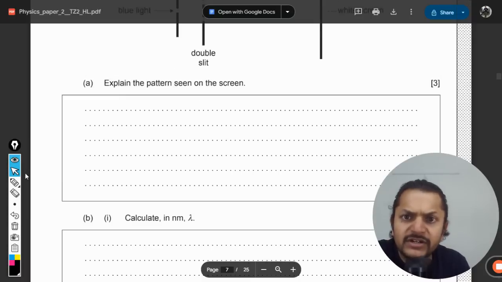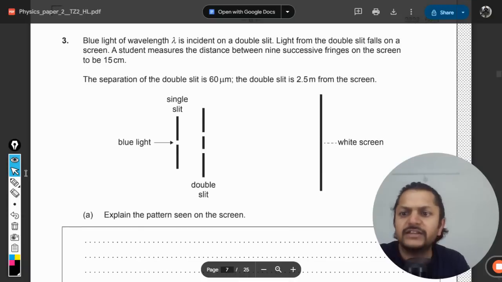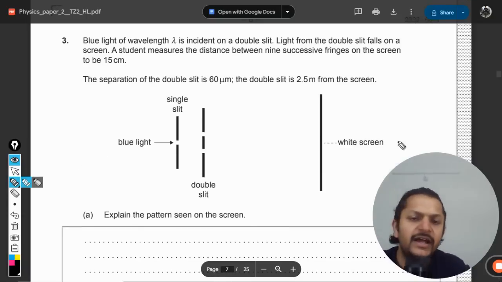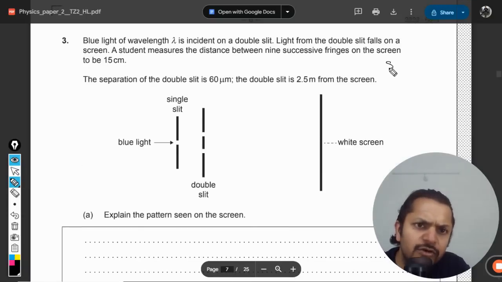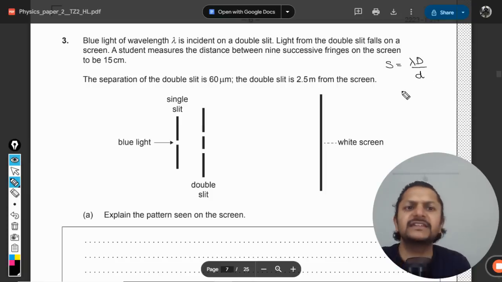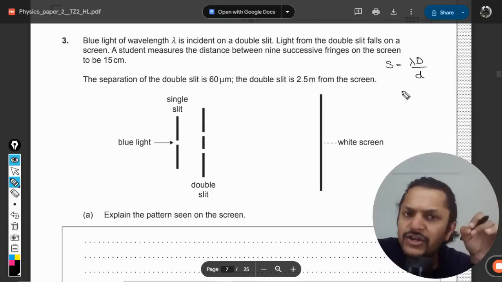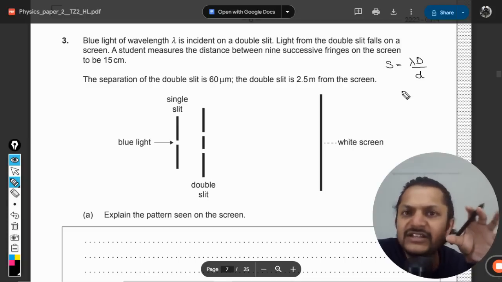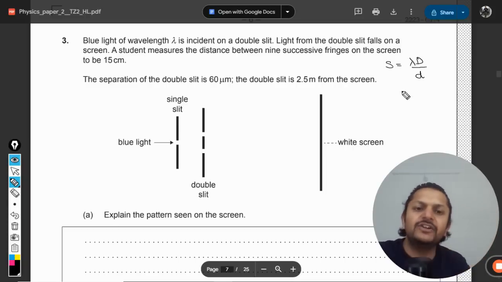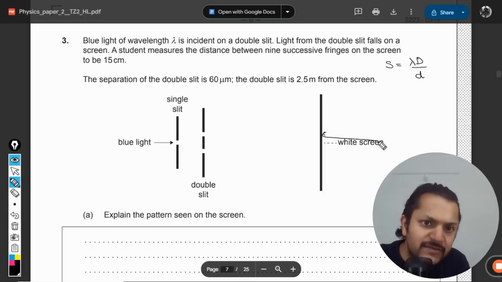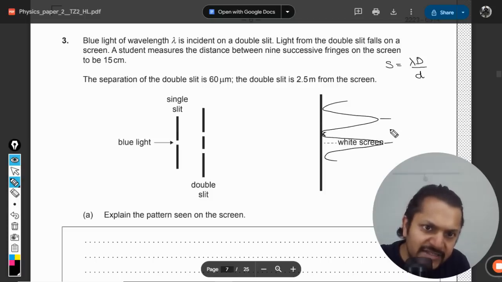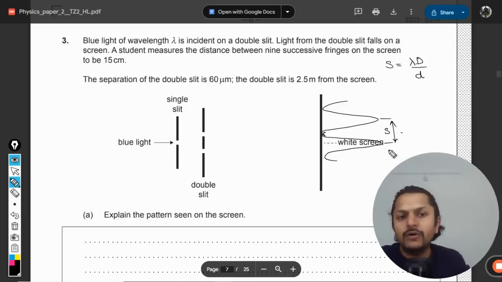Calculate in nanometer the wavelength. So we want to find the wavelength, and we know that the fringe spacing formula in the case of interference is given by lambda capital D divided by small d. This is fringe spacing. Fringe spacing means the gap between two fringes. So if this is the bright fringe and this is another bright fringe, this gap is the spacing that we're talking about. So how can we find this spacing?